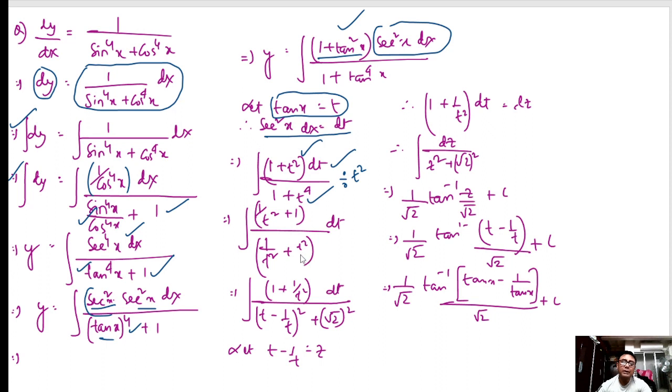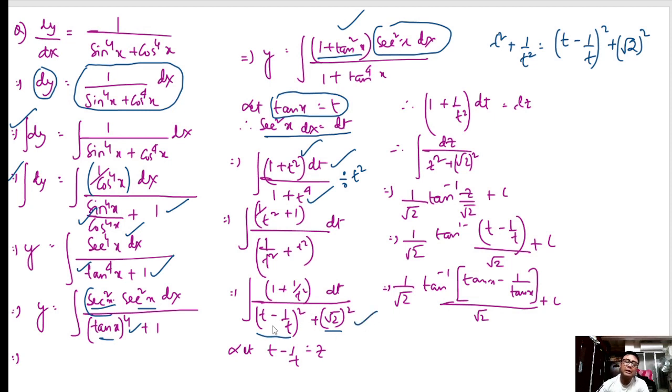Now watch how to write the lower part. It is written as t minus 1 by t whole square plus root 2 square. Please watch here. How is t square plus 1 by t square written? I can write it as t minus 1 by t whole square plus 2, and this 2 is written as root 2 square. So this is what has been written.